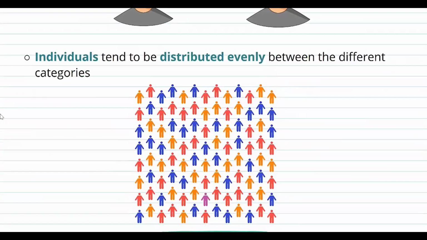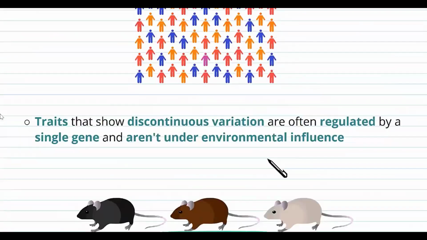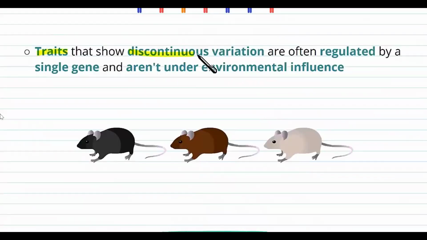And with discrete variation or discontinuous variation, individuals tend to be distributed quite evenly between the different categories. So over the world, we tend to see the same amount of people that have blue eyes are equal to about the same amount of people who have brown eyes. And the traits that show discontinuous variation are often regulated by one single gene, and the environment can't really influence it.